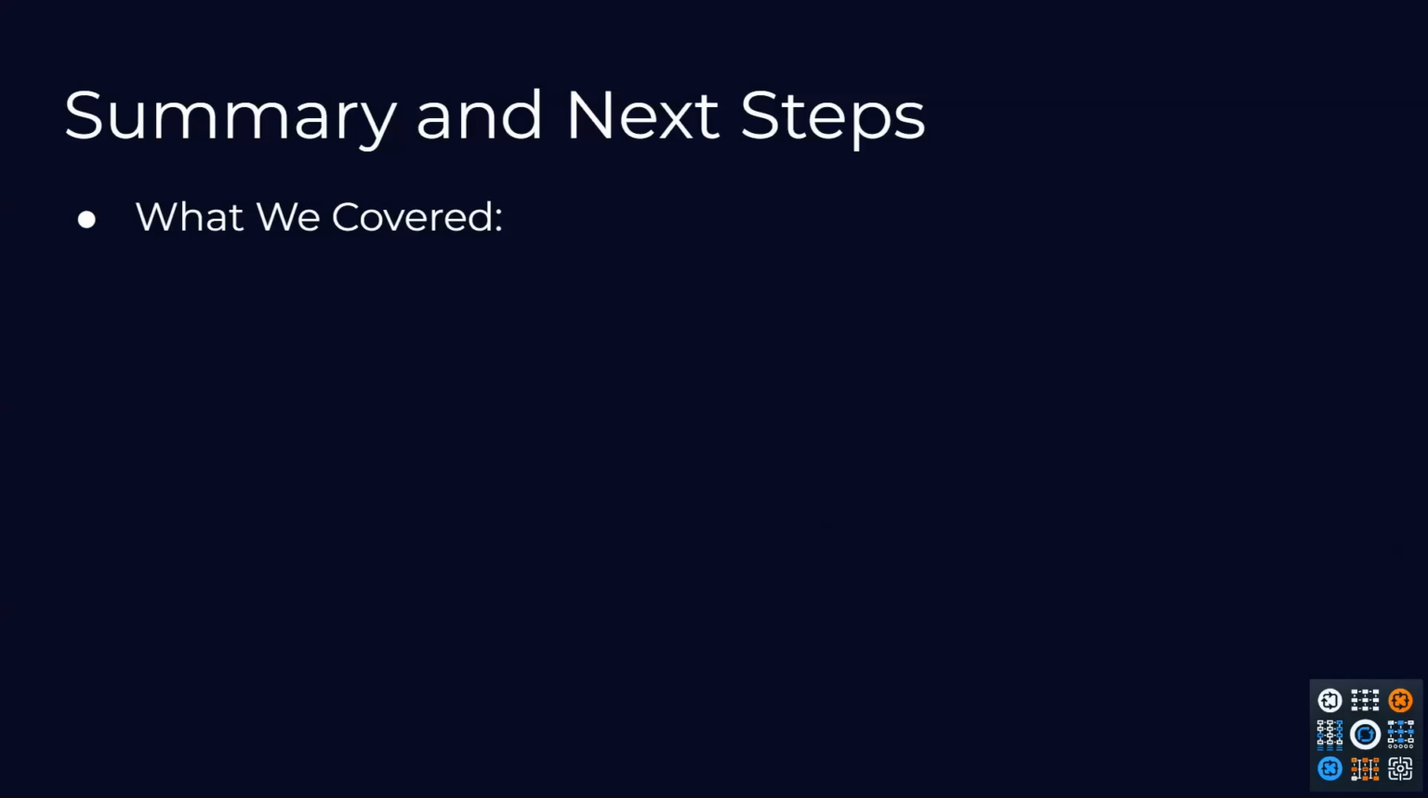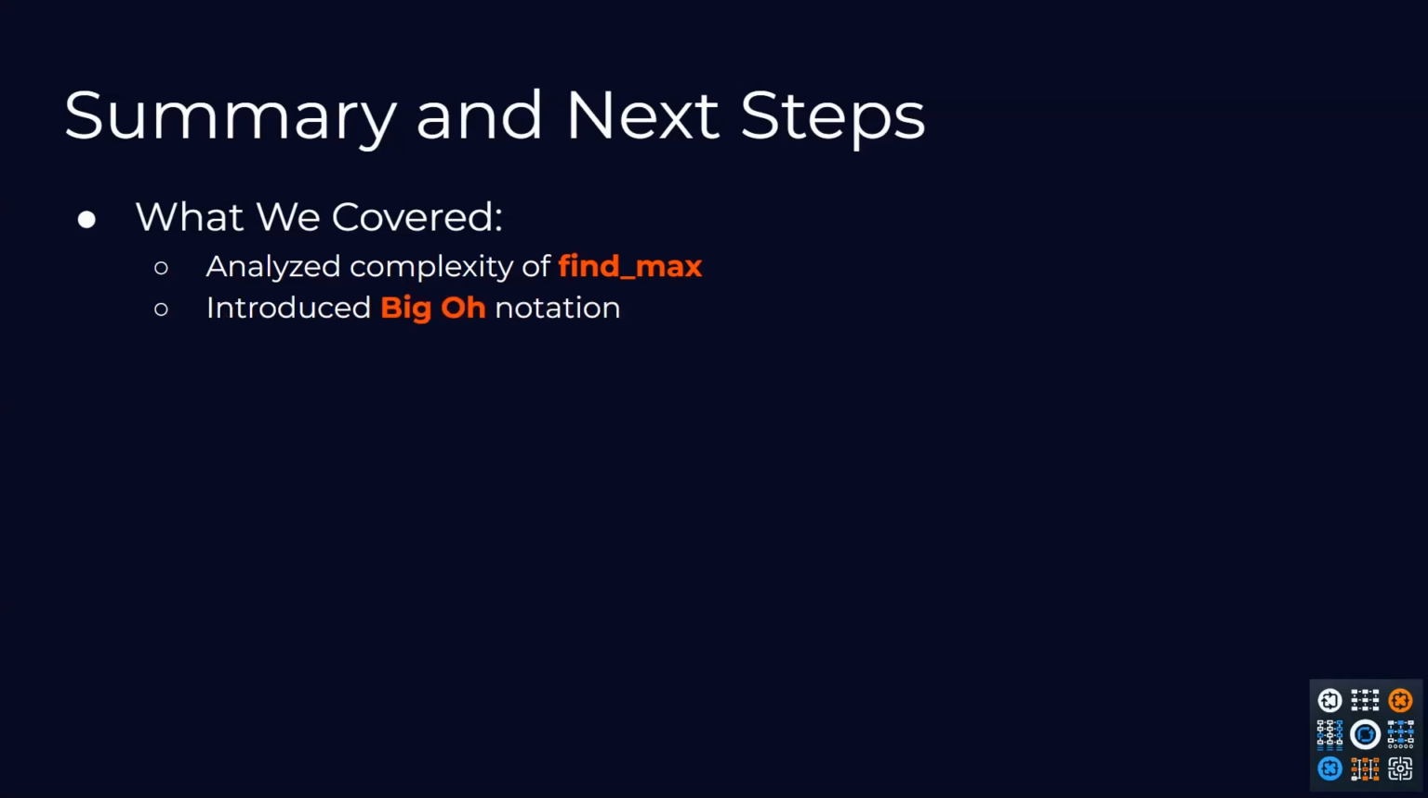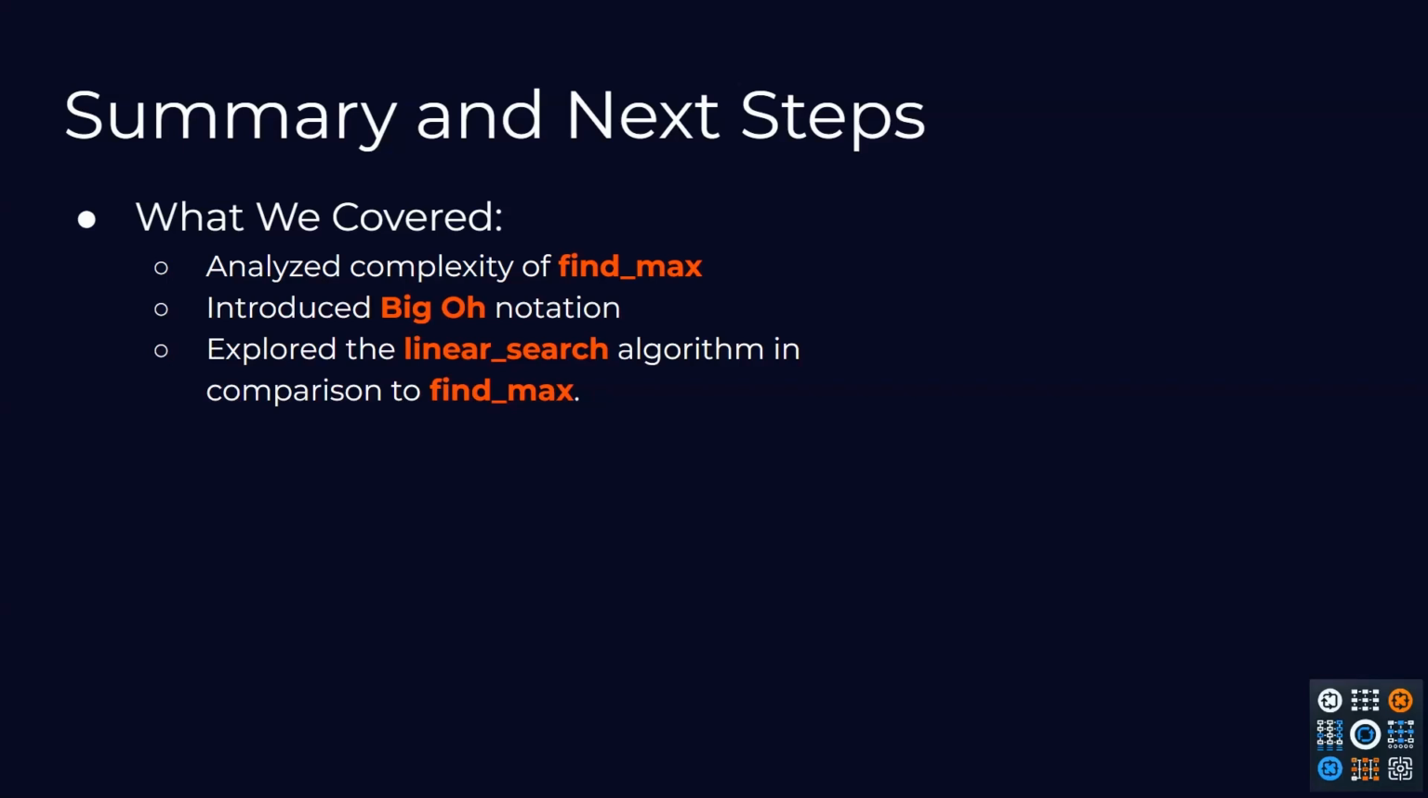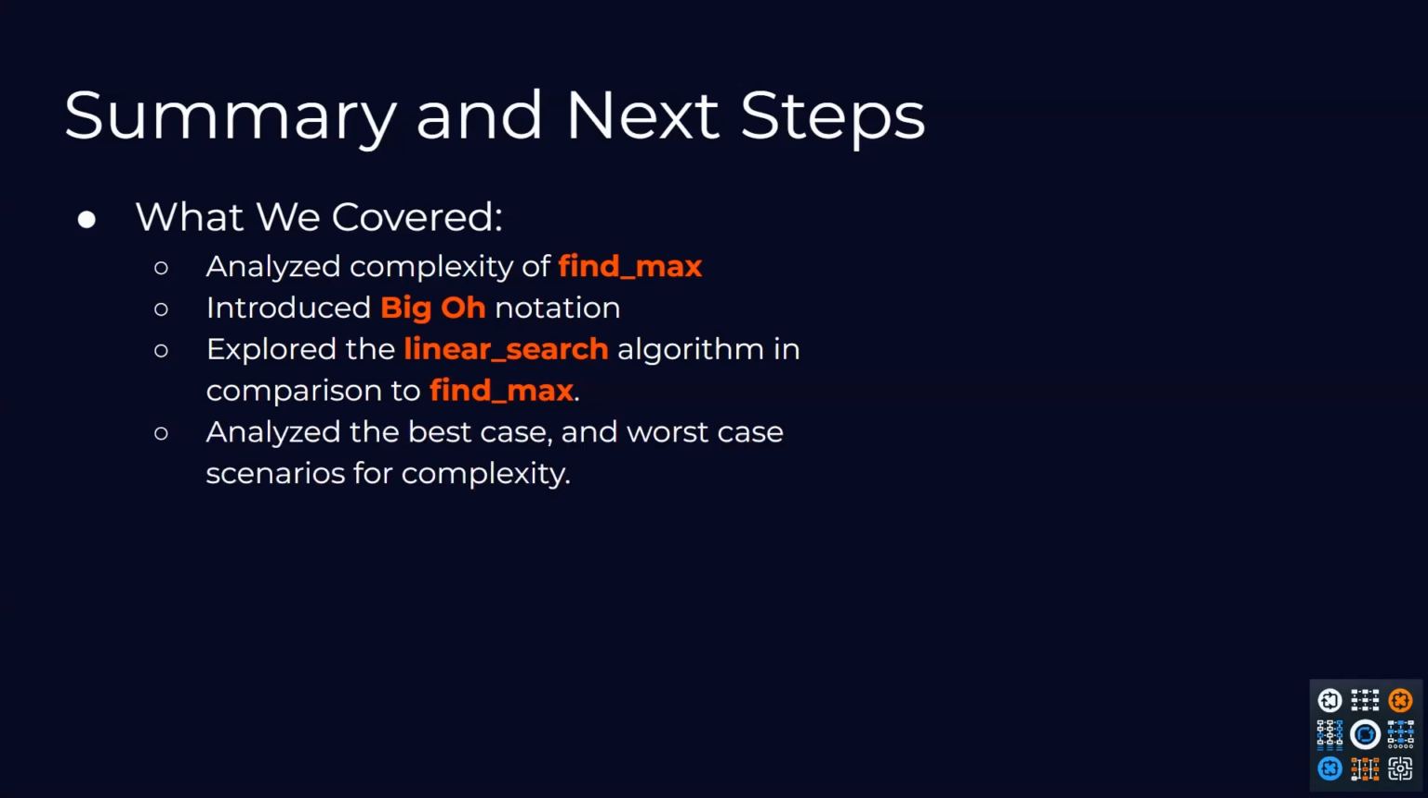Let's recap what we covered today. We analyzed the step count or complexity of our findmax algorithm. We also briefly defined the big O notation and hope to solidify the concept as we move forward. We then took a deep dive into the linear search algorithm, comparing it to the findmax algorithm to highlight their similarities. From there, we defined our linear search code, making it more robust and user-friendly. To wrap up, we conducted a complexity analysis, exploring how linear search performs in best case and worst case scenarios.